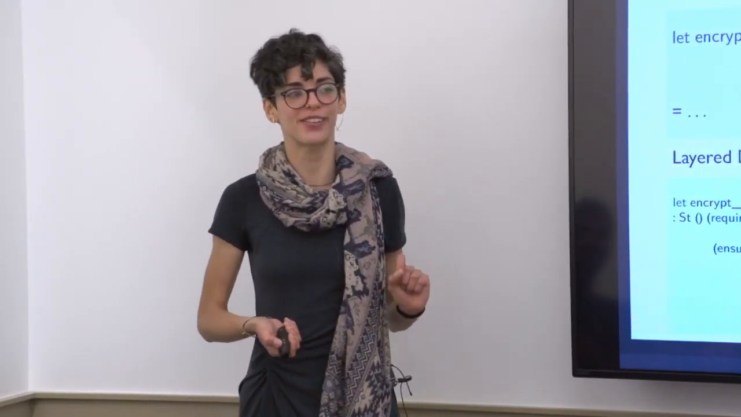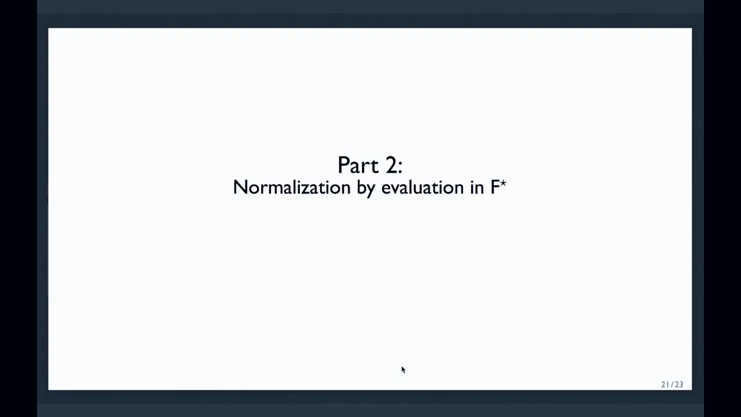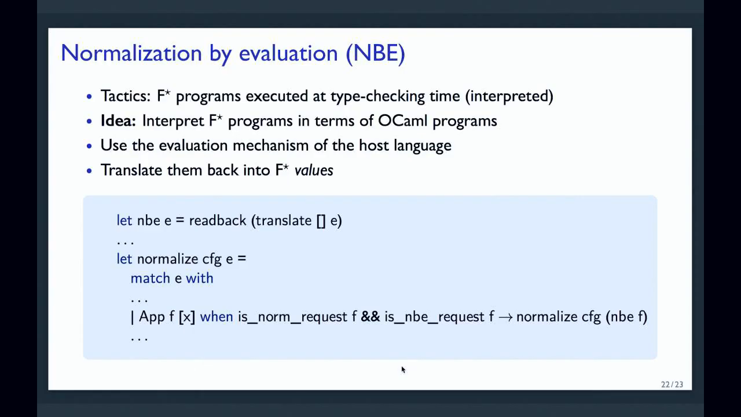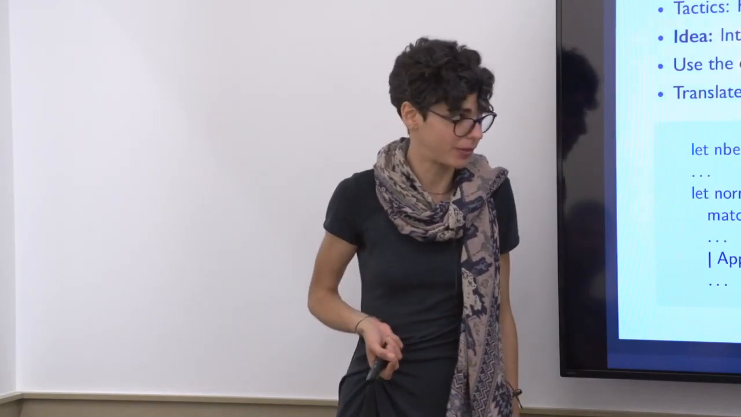The second part of the talk is just 1.5 slides, though. So I will briefly talk to you about another line of work, another project that I worked on during the first month before the POPL deadline. And this is normalization by evaluation in F*. So Guido talked about tactics, and tactics are F* programs executed at type-checking time. This means that they are interpreted and often not as efficient as we would like.